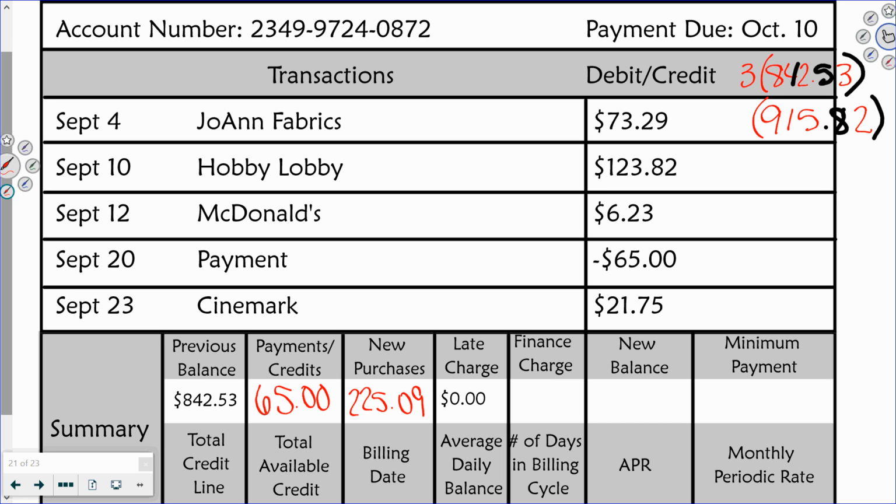Remember, this balance is how much money I owe. So if I spent more, I owe more. It gets added on. Okay, how many days did I owe? So on September 4th, because that's the day I bought it, it changed my balance. September 5th, did it change? September 6th? September 7th? September 8th? September 9th? September 10th? Oh, it changed there. So how many days did it sit there? 6 days.